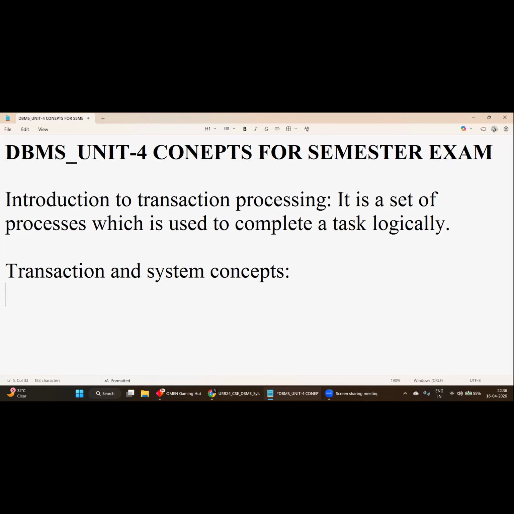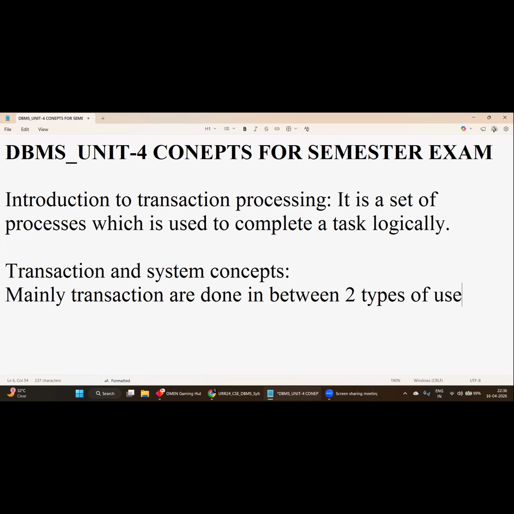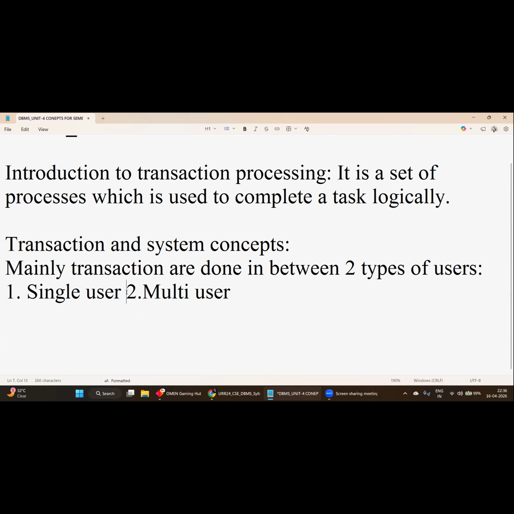Transaction concepts are nothing but, mainly transactions are done in between two types of validated users. It is most important because the transactions are done between users only. So the two users are single user and second user is, we all know, multi-user. So let us discuss this single and multi-user.